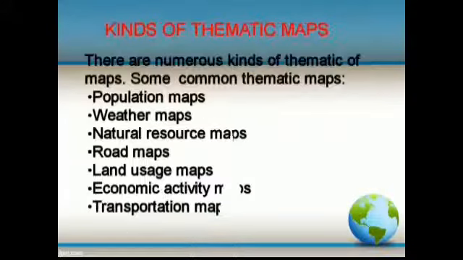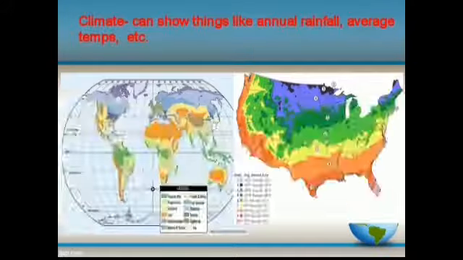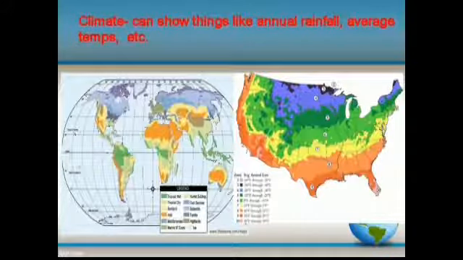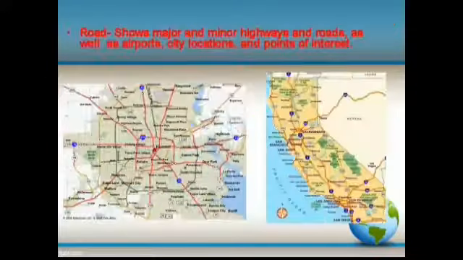Kinds of thematic maps. There are numerous kinds of thematic maps. Some common thematic maps are population maps, weather maps, natural resource maps, road maps, land usage maps, economic activity maps, transportation maps. This is the map which is showing different types of climatic conditions. Now this is the road map.